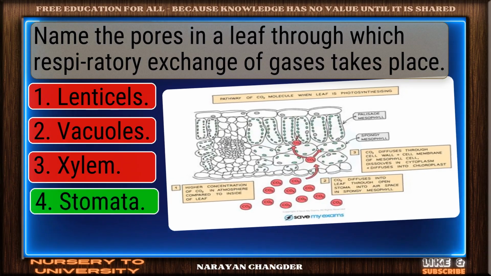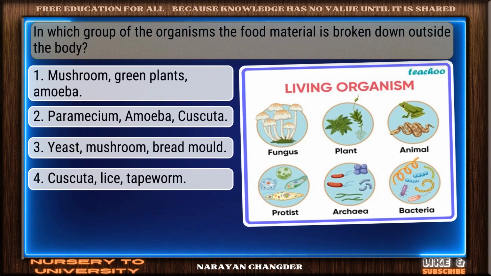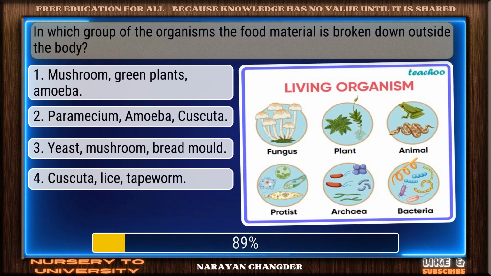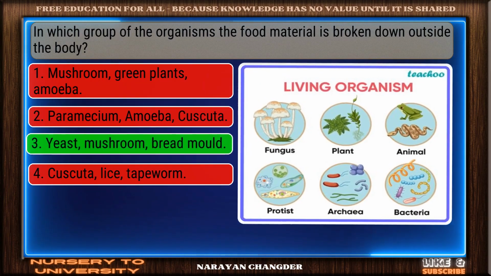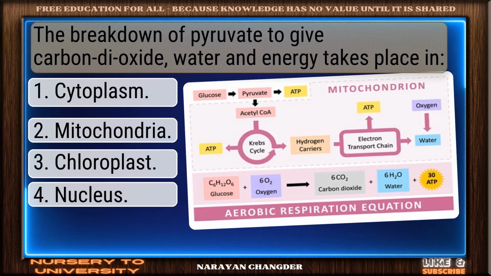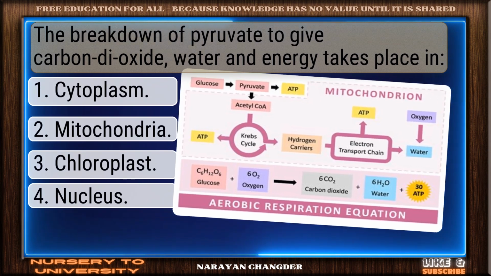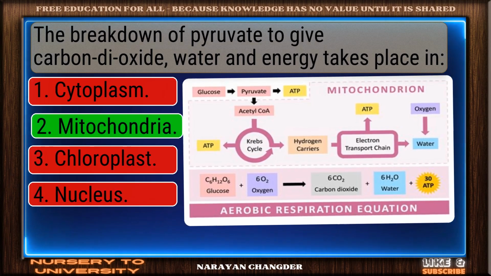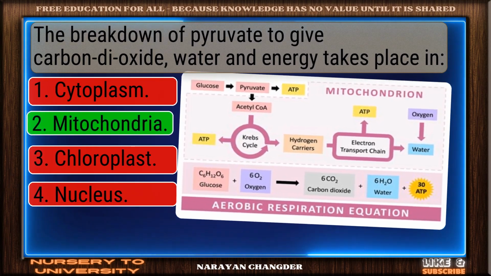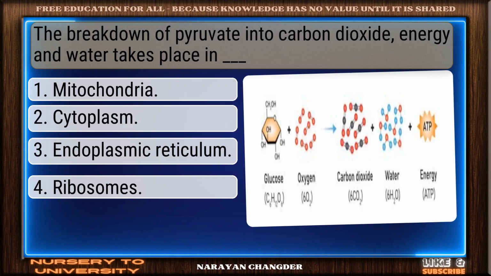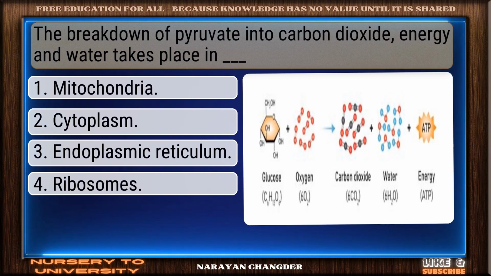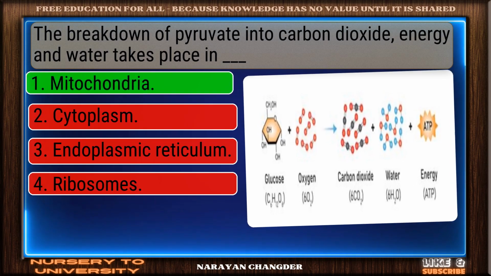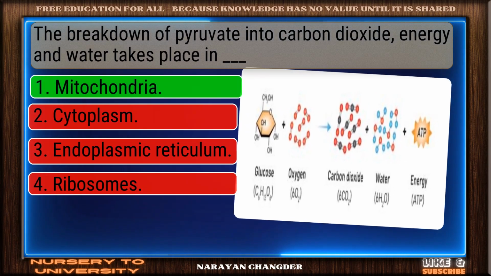You chose stomata? Correct. In which group of the organisms the food material is broken down outside the body? Bravo. Yeast, mushroom, bread mold is the answer. The breakdown of pyruvate to give carbon dioxide, water and energy takes place in... You're right. Mitochondria is correct. The breakdown of pyruvate into carbon dioxide, energy, and water takes place in dash. Correct response. Mitochondria is accurate.